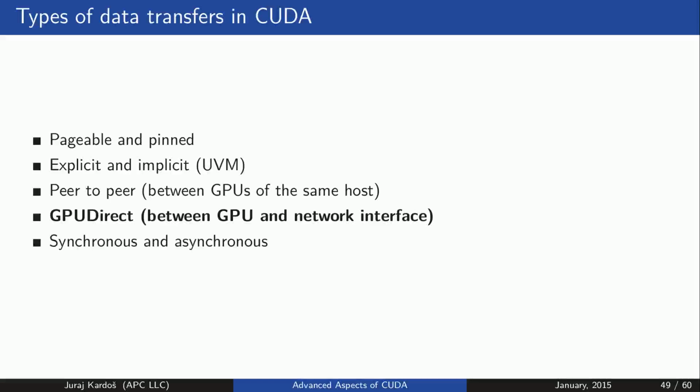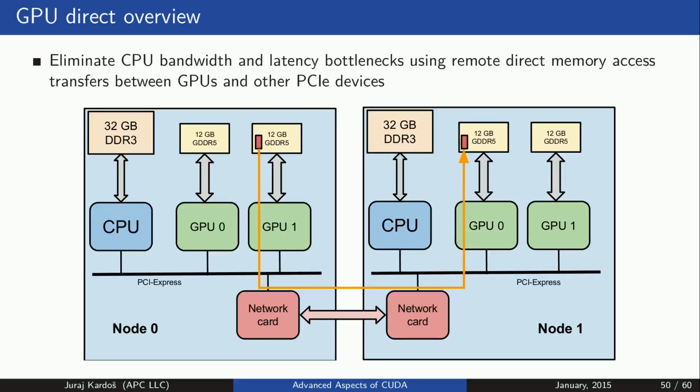Now let's have a look at communication between GPUs over the network interface. Second version of GPU Direct, together with unified virtual addressing feature, allowed to implement peer-to-peer data transfers. It used high-speed direct memory access transfers to copy data between the memories of the two GPUs within the same node. Third generation of GPU Direct uses remote direct memory access transfers between GPUs and other PCI devices. That enables us to send data between GPUs on different cluster nodes.